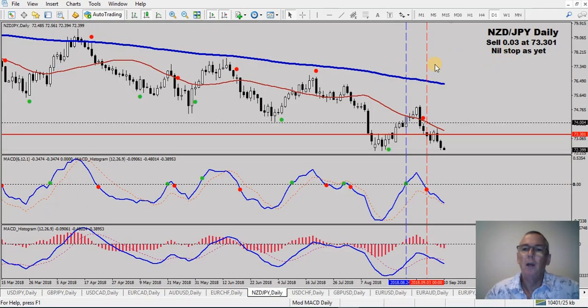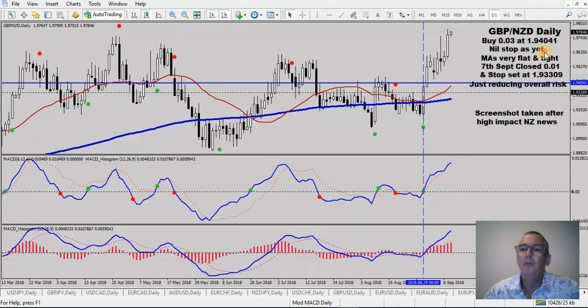First chart up, first pair, New Zealand Japanese yen, took us in a sell back here at the intersection of the two red lines there. This morning all I've done is close 1/3 of that trade and set a stop at 74.004. So basically, because prices got down to this previous low, I just decided to reduce the risk, close 1/3 of my trade and set a stop. So that's the New Zealand Japanese yen.